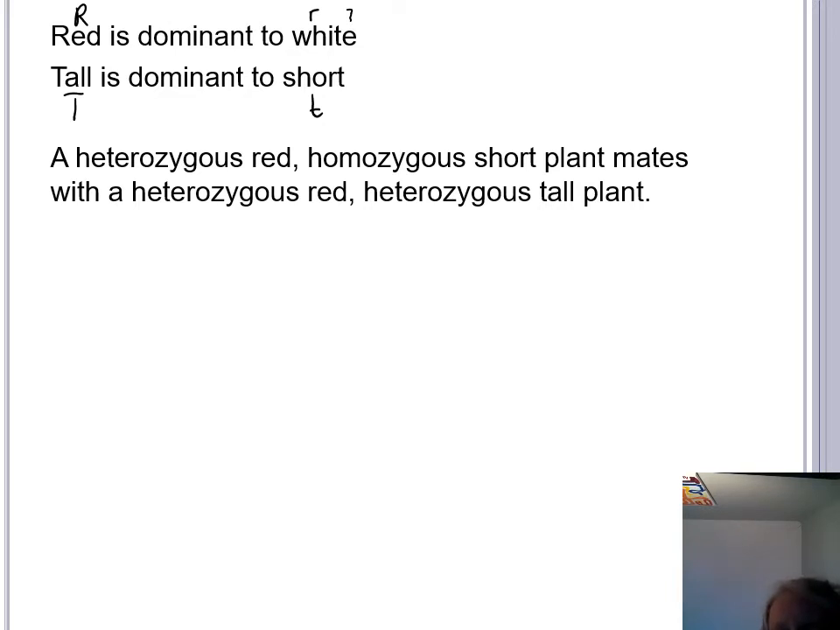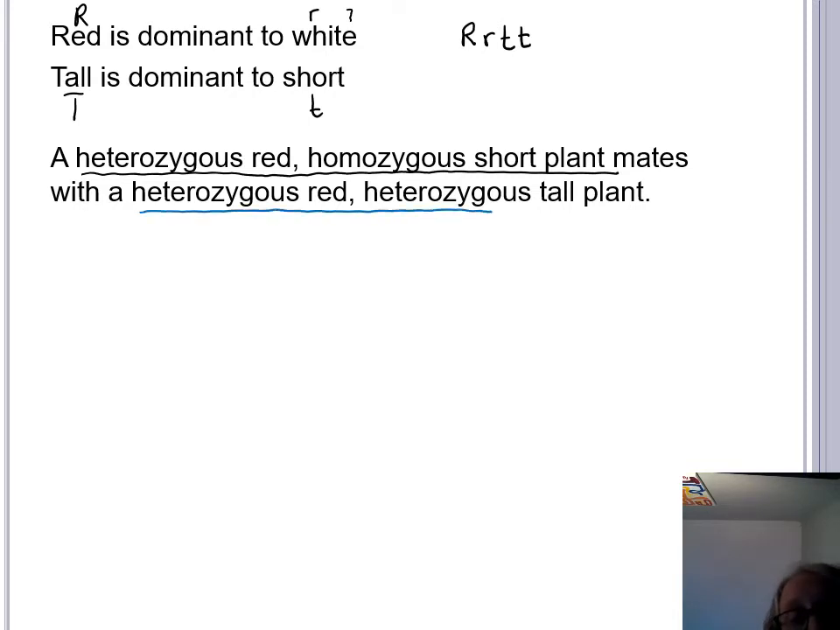All right, so the first thing we need to do is figure out the genotypes of our parents. A heterozygous red, homozygous short plant. That's one individual. So heterozygous red would be big R, little r. Homozygous short would be little t, little t. That's parent number one. Mates with a heterozygous red, heterozygous tall plant. So what does that individual look like? Heterozygous red, heterozygous tall plant.